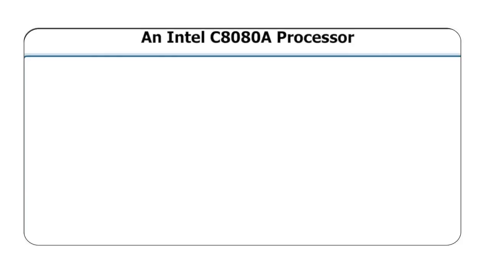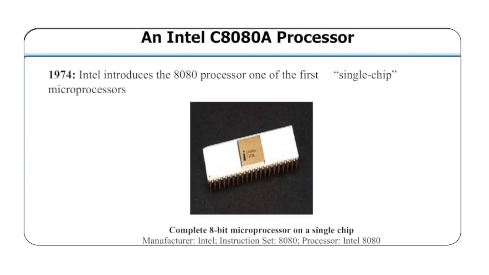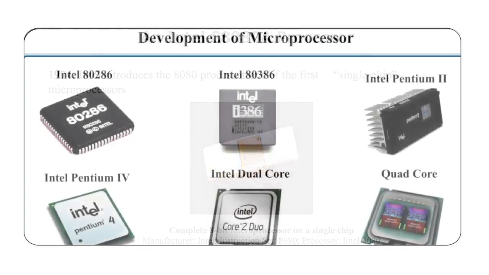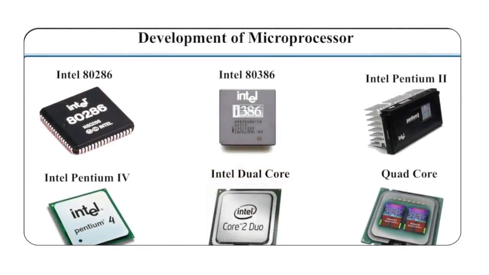The first microprocessor used in a PC was Intel 8080. It was introduced in 1974. It was a complete 8-bit microprocessor on a single chip. The Intel 8088 was used in the IBM PC in 1979. Later on, the PC market moved from 8088, 80286, 80386, 80486, and then Pentium, Pentium 2, Pentium 3, Pentium 4, and now to Intel dual core and quad core.